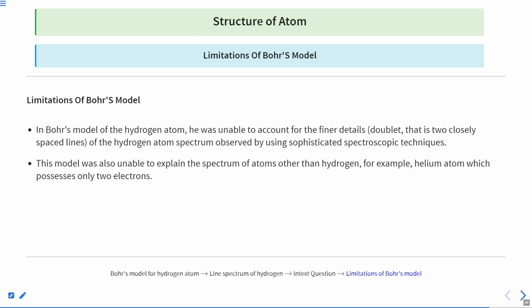And this finer detail was observed with the help of sophisticated spectroscopic techniques, right?